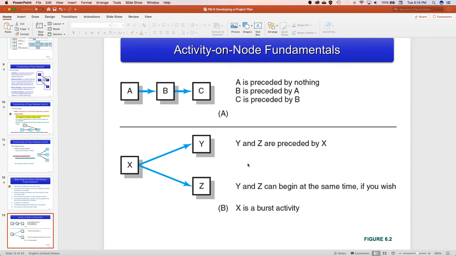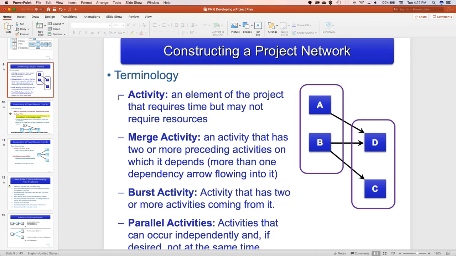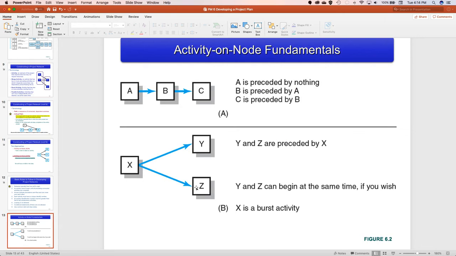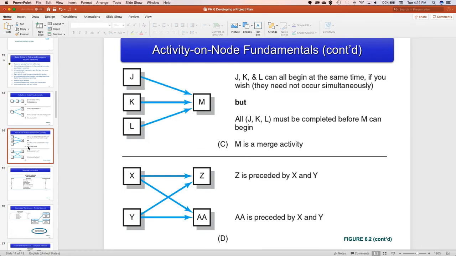It's a node, that's correct, right? Y and Z are nodes, but what kind of activities are they? Okay, all right. So if we come back to slide 9, we've got activity, merge, burst, and parallel. So then these, Y and Z, would be parallel activities. Good job, okay? All right, so number 14.